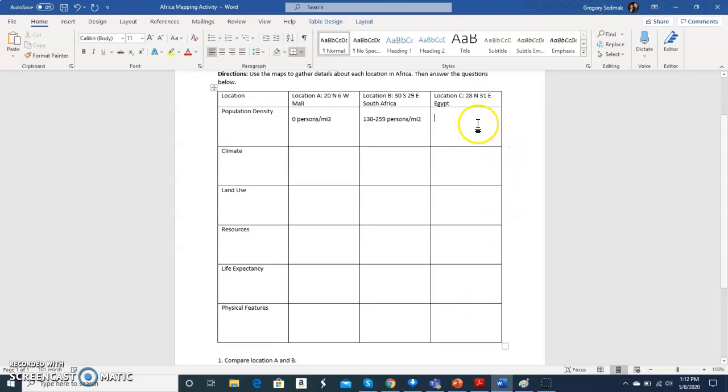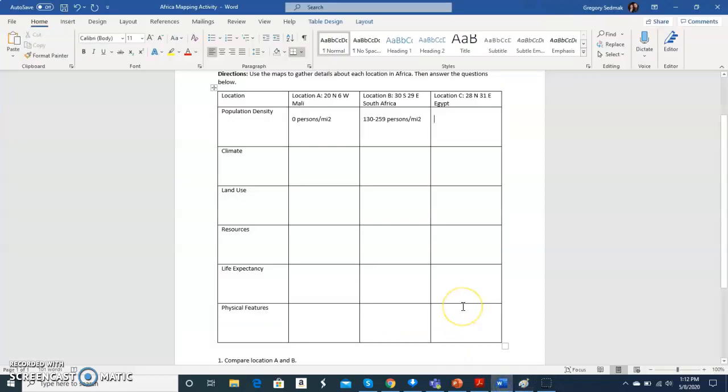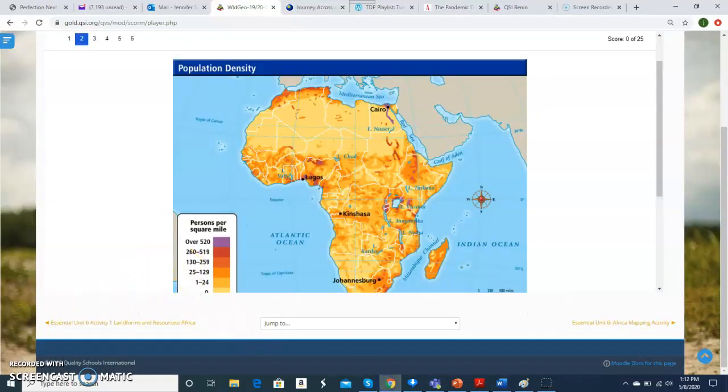Okay, and then I've kind of already given you the answer for Egypt. Again, if we go back to the map here, you could see in this part of Egypt, it's in the purple range. So the population density here is over 520 persons per square mile. So we'll type that in, over 520 persons per square mile. So essentially I've done that section for you. I'm not going to do the same with the others, but I'll at least take you to the other maps so that you can see where I want you to go from here.